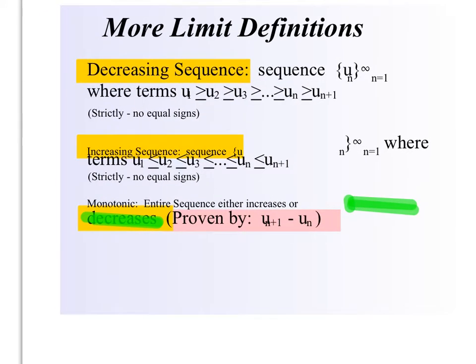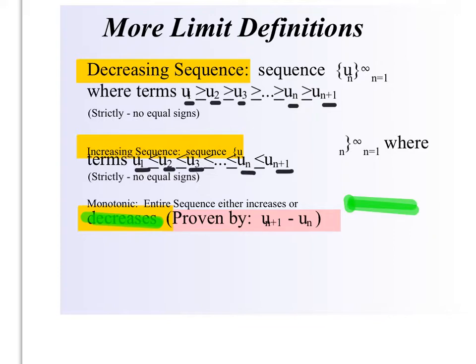Alright, so here you go. Here are the definitions. Decreasing sequence, as shown here. This is just showing that the first term is larger than or equal to the second term, which is larger than or equal to the third term, etc., on down the line. Increasing means that the first term is less than or equal to the second, and so on all the way down the line.